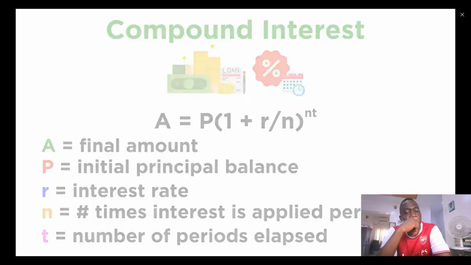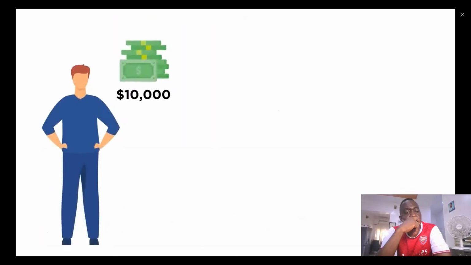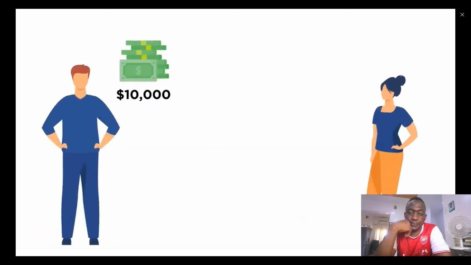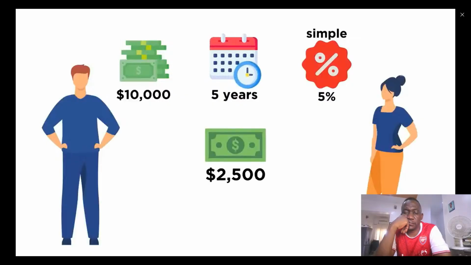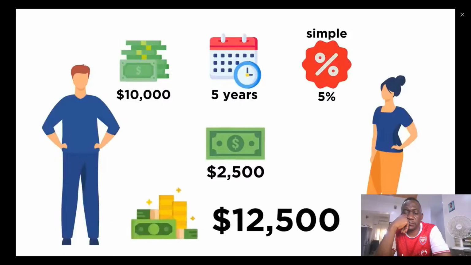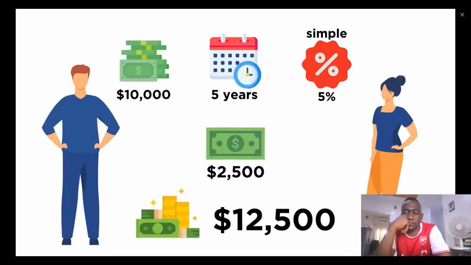Let's look at an example. Say you loaned $10,000 to a friend and they agreed to pay it back in 5 years with an annual simple interest rate of 5%. After 5 years, the amount of interest you would get would be $2,500, as the total amount they would repay would be $12,500, which is the original principal plus the interest.